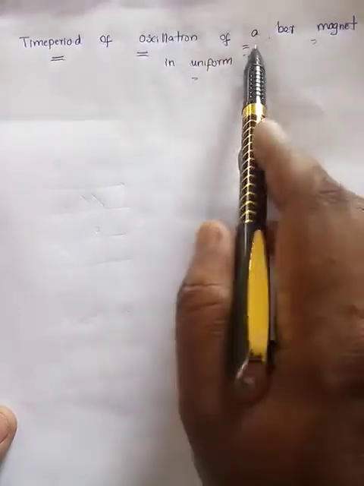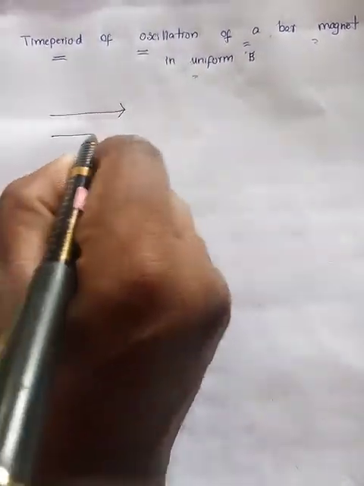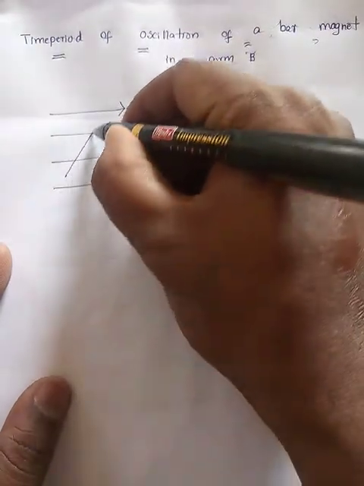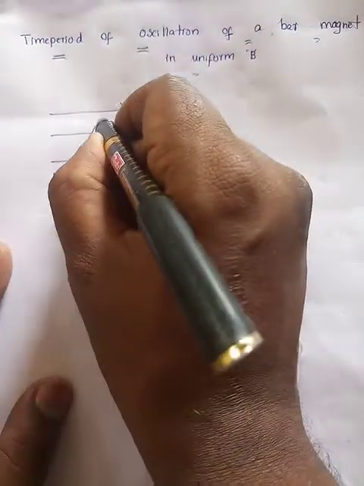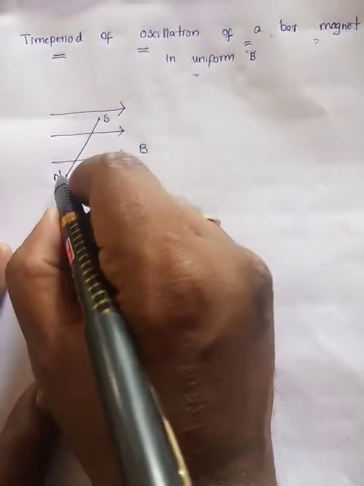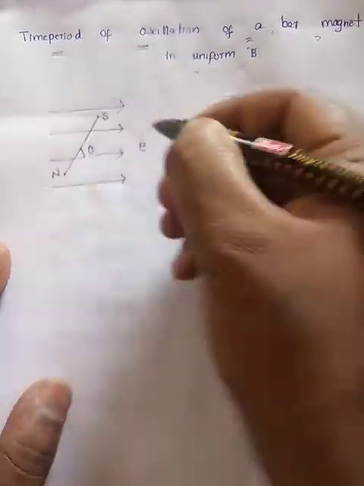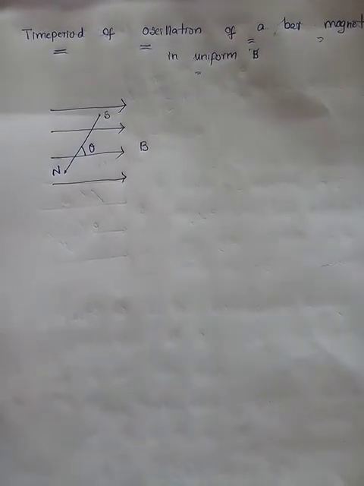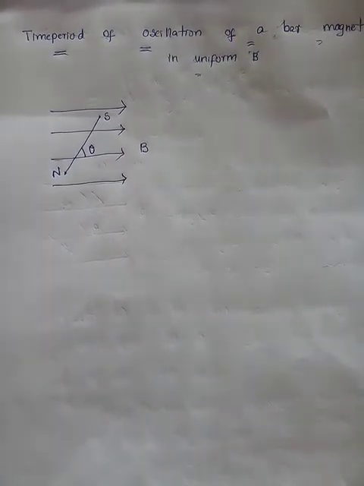Next question is: time period of oscillation of a bar magnet in a uniform magnetic field. As we said already, when you place a bar magnet in a magnetic field, it experiences torque, meaning it starts to rotate. For example, you are placing the bar magnet in a uniform magnetic field. Let us assume that this is a bar magnet or a magnetic needle, north to south. What happens now? It experiences torque. What is the torque it experiences? mB sin theta. Yes.